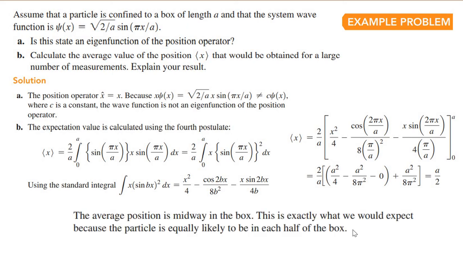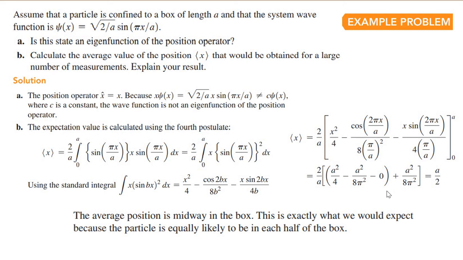It means here the average position is midway in the box. This is exactly what you would expect because the particle is equally likely to be in each half of the box. So if the particle is not biased, then whatever energy level it corresponds to, it doesn't matter. The particle would be equally in the left half and equally in the right half. So the average is in the middle. Okay, so that is the qualitative, intuitive explanation.